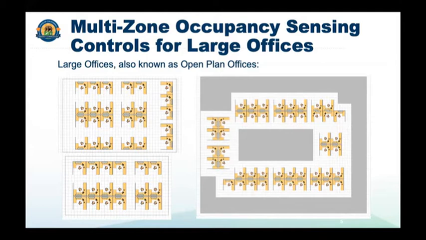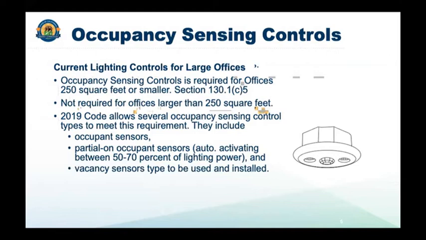This line shows several drawings of large offices in different layouts and different configurations. The one on the bottom left is relatively small, and the one on the right is the largest of the three shown. And let me take a minute, and I would like to review briefly current code requirements of occupancy sensing controls for offices.